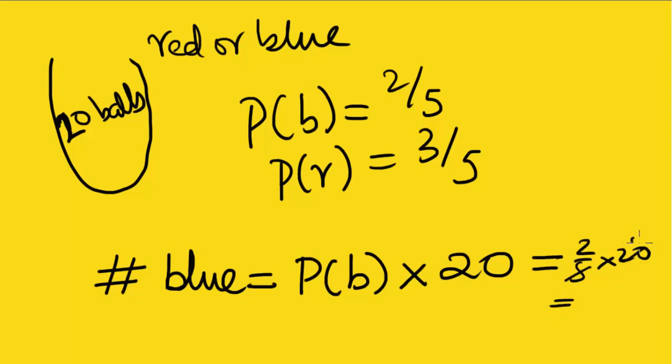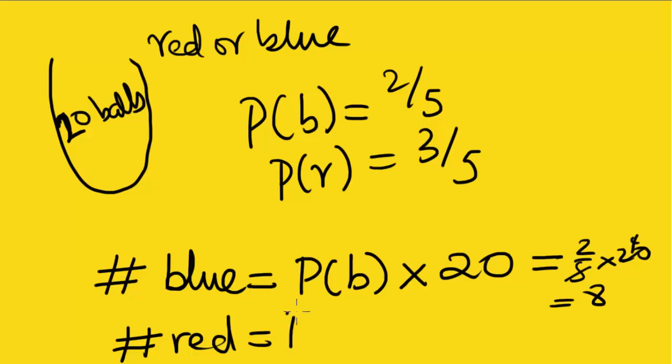which is 8. And without even thinking, you know that the number of red balls must be 20 minus 8, because the total number of balls is 20, and the balls are either red or blue. And since you know that there are only 8 blue ones, that means there must be 12 red ones. So that 12 plus 8 will give you 20.